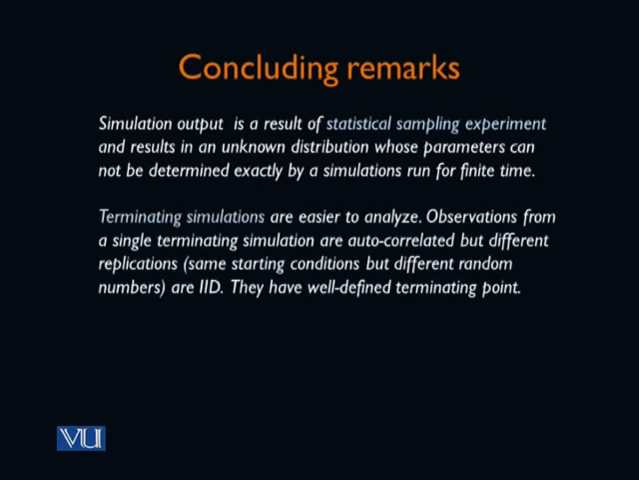Secondly, we have two main classes of simulations. For terminating simulations, the analysis is simple. Observations from a single terminating simulation are autocorrelated, but different replications, that is, same starting conditions but different random numbers, are IID. They have a well-defined terminating point, and we can make use of statistical techniques that are developed for analyzing such IID random variables.